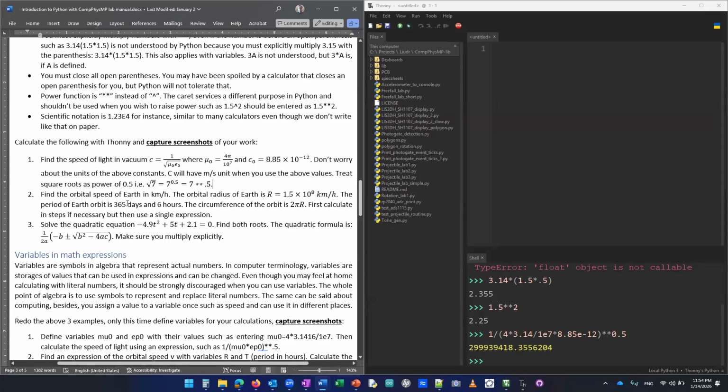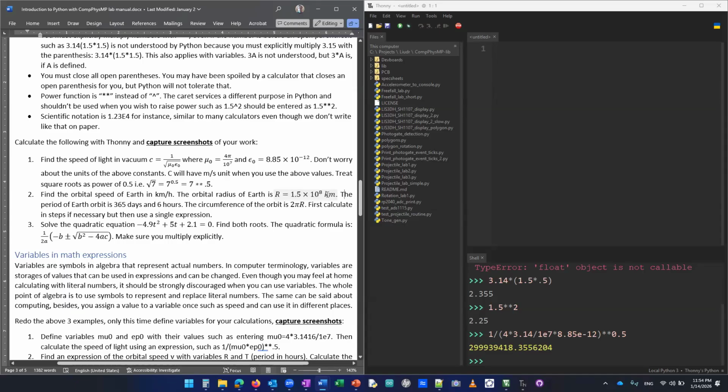Okay, let's go ahead and do the next one. The next one is finding the orbital speed of Earth using kilometers per hour. Orbital speed is how fast you're orbiting, as Earth is orbiting the sun. We have the orbital radius. Okay, kilometers. Sorry, for some reason I probably copy pasted. All right, there we go.